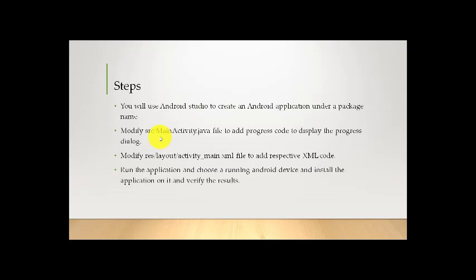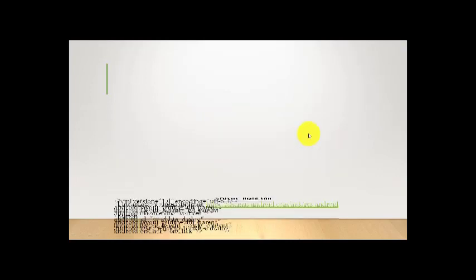By default, it will create an onCreate method. So we have to modify the code in MainActivity.java. Why? Because I want to create a progress dialog box. Now, we have to modify the layout file, that is your activity_main.xml file, to add separate XML code for the progress dialog box, and then we will run the program. So these are the steps to create a progress dialog box.